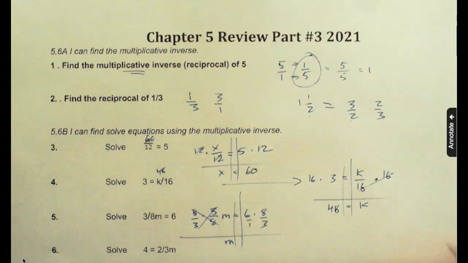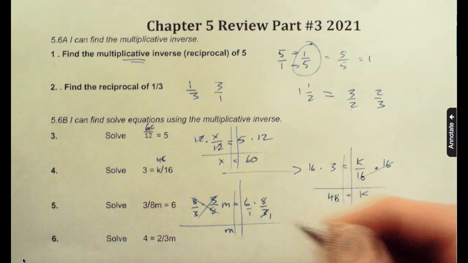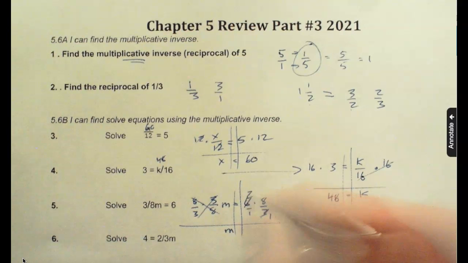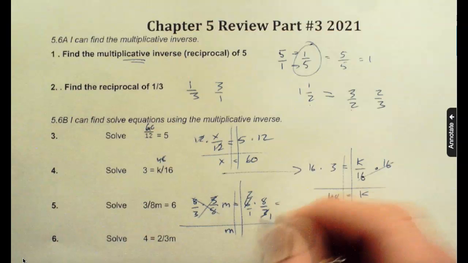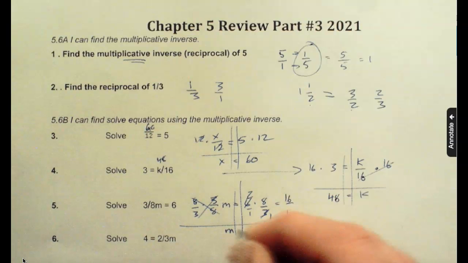Well, think of those as multiplying fractions here. Divide by 3 here, divide by 2 here, and all of a sudden you can just multiply across. You got 1 on the bottom, and you got 16 on the top. So this is m equals 16.